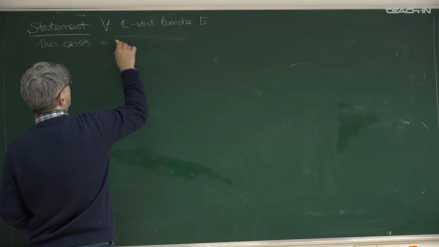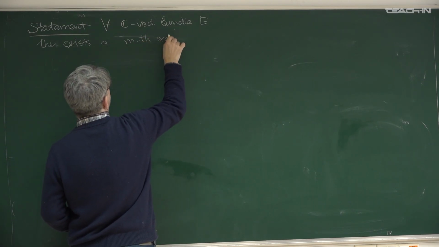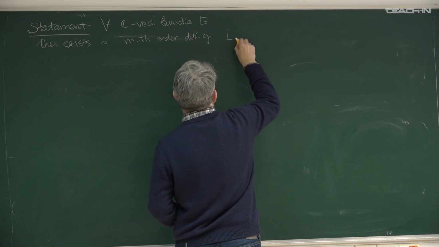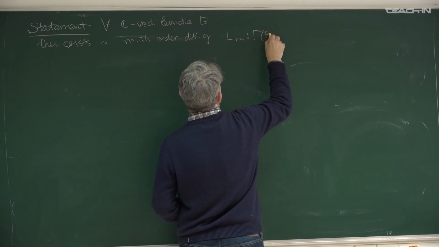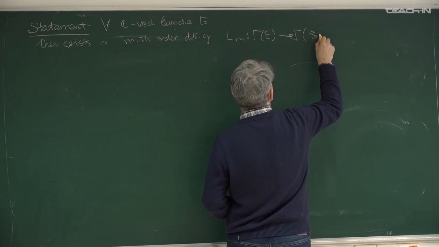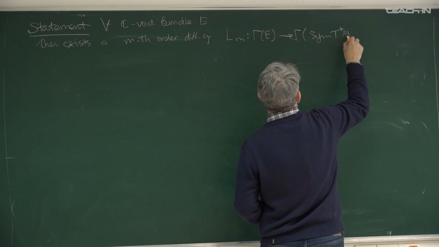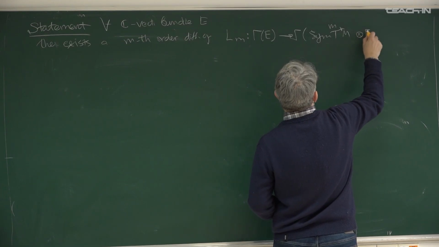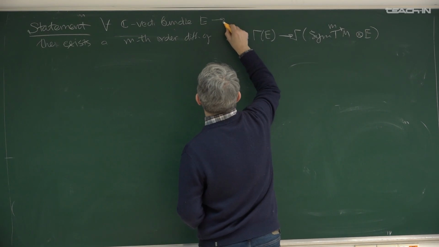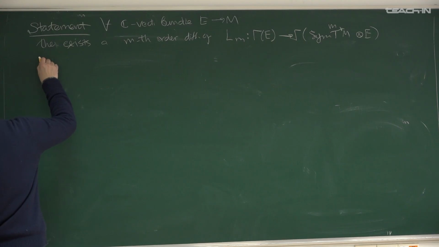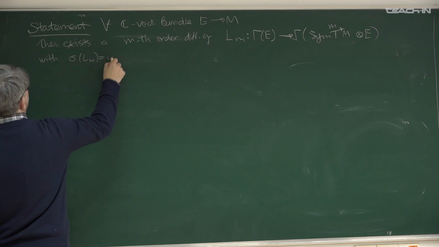a differential operator, m-th order differential operator, say L_m, which sends sections of E to sections of what? The m-th symmetric power of the cotangent bundle to the base M, tensor with E, a bundle over M, with symbol which is the identity.